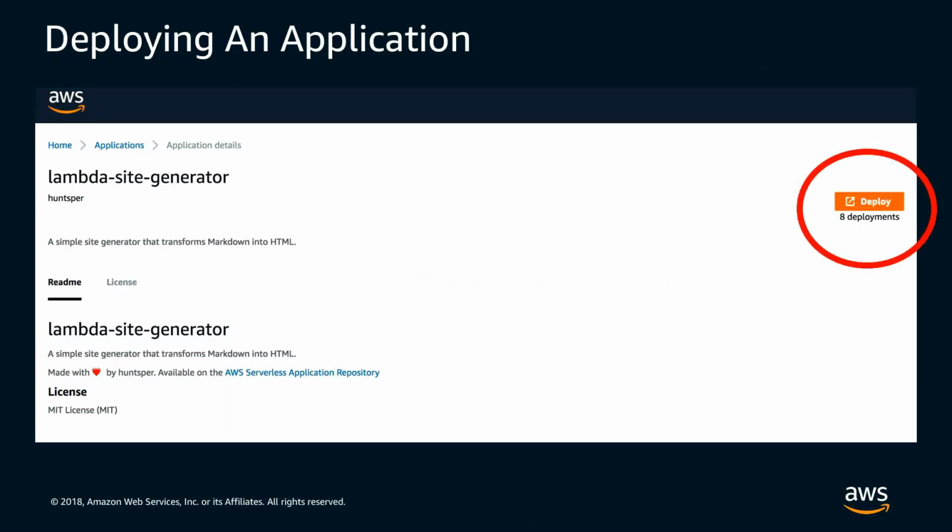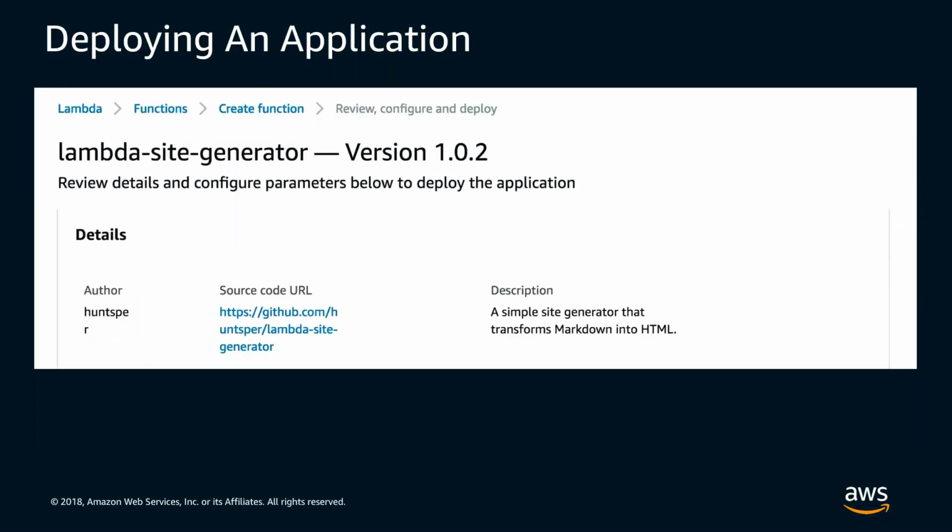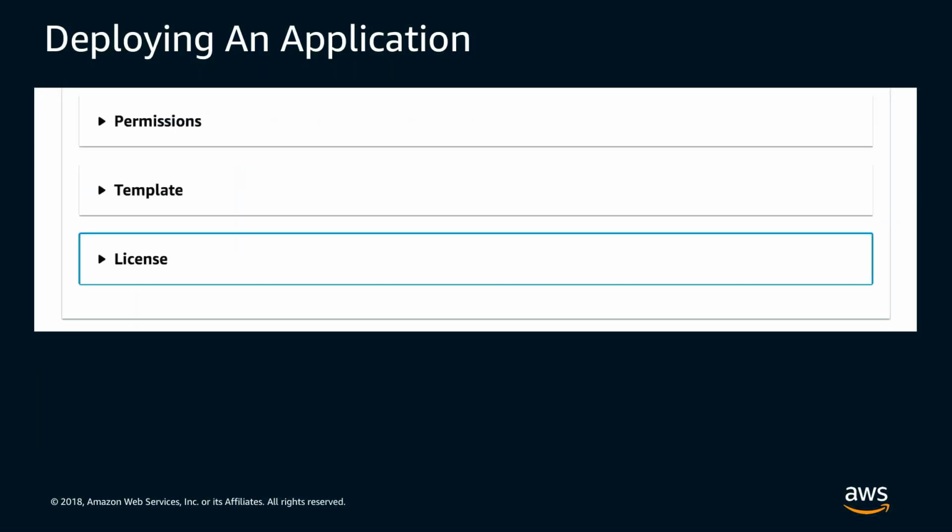If you click on the deploy button, you will get to the page where it says Review, Configure, and Deploy. It will show you a little more detail. It will give you the source code, the URL. It will also give you a bit more of a description. It will also give you the permissions that the author has required for the use of the application. It will show you the SAM template, and it will show you the license. We'll go into those in a little more detail later on.